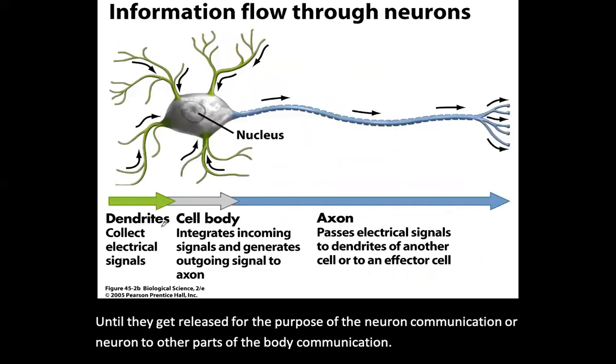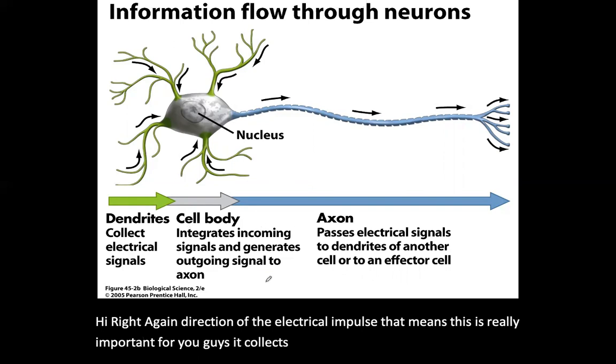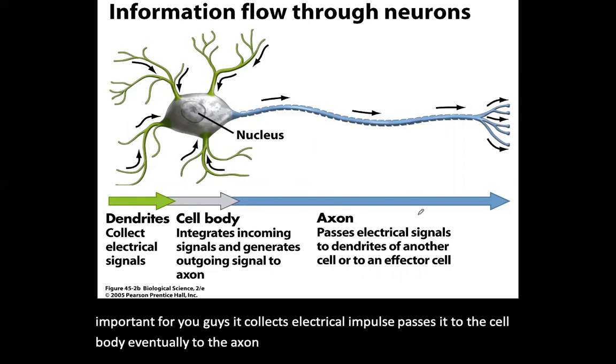Highlight again, direction of the electrical impulse. That means this is really important for you guys. It collects the electrical impulse, passes it to the cell body, eventually to the axon, and eventually to your axon terminal.